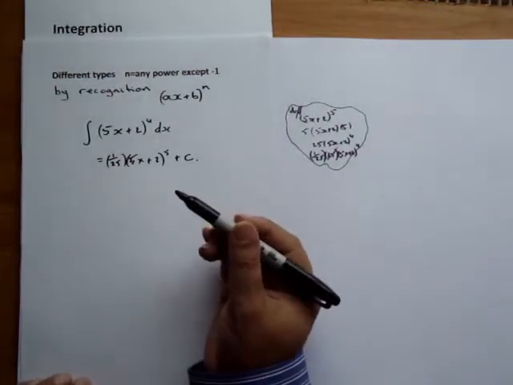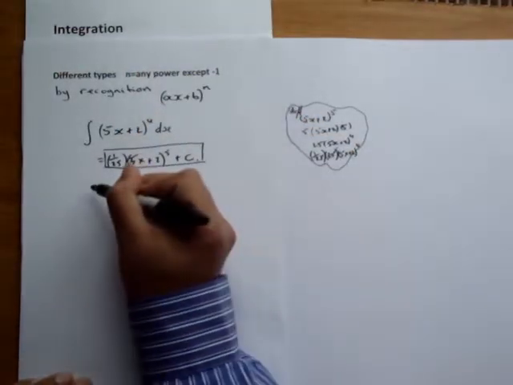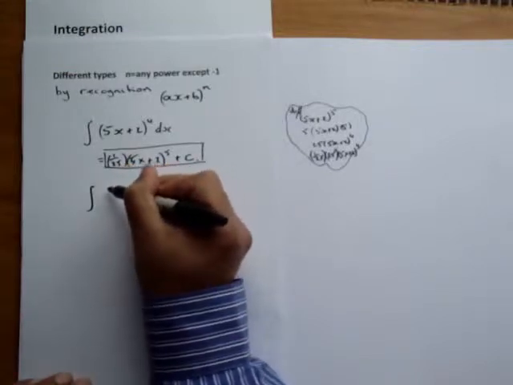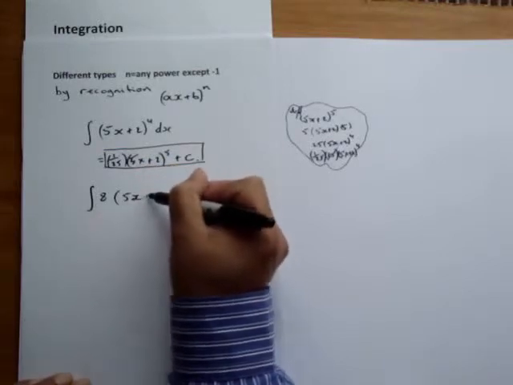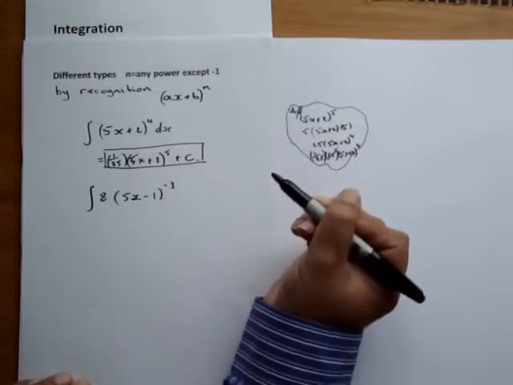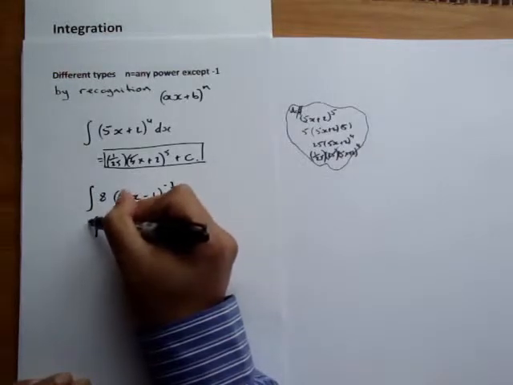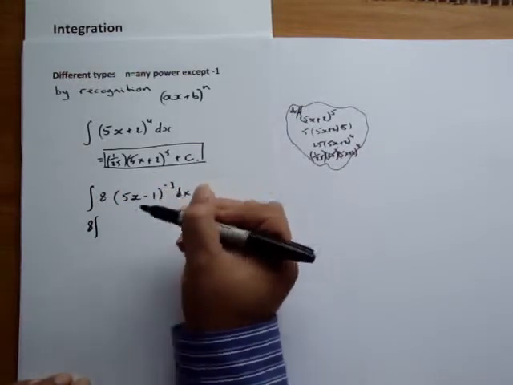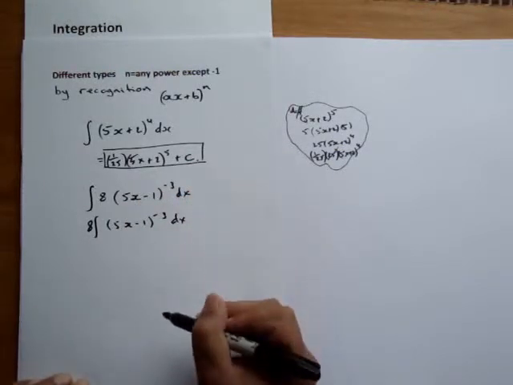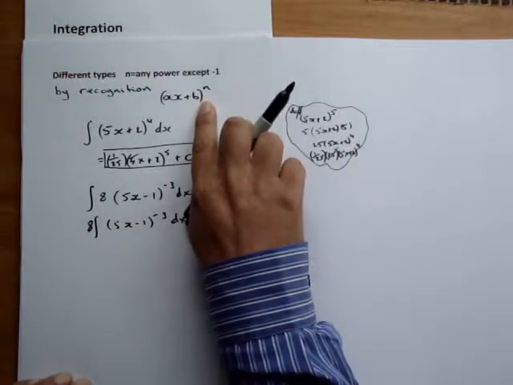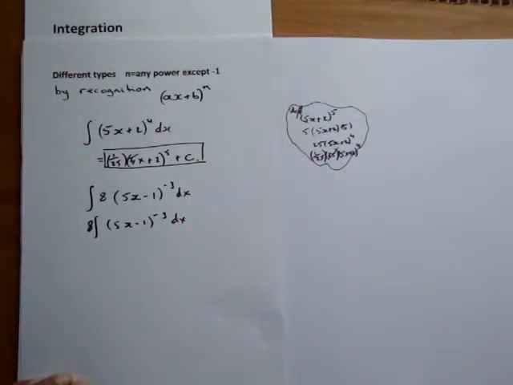Okay, let's have a look at another example. If we had the integral of 8(5x - 1)^(-3) dx, this becomes the integral of 8 outside the integral sign, (5x - 1)^(-3) dx. So this looks like this function, and we can possibly do it by recognition.